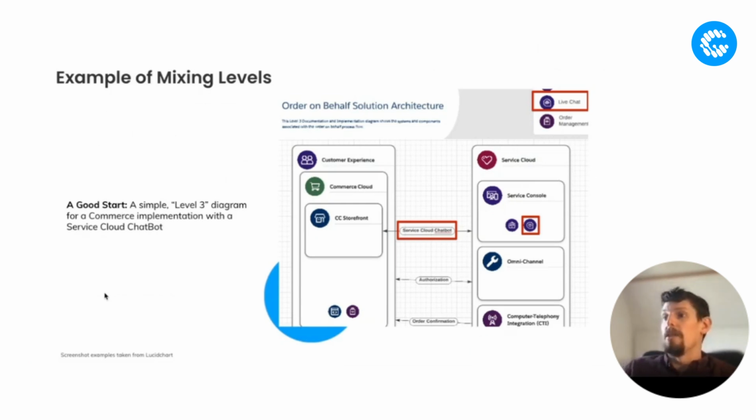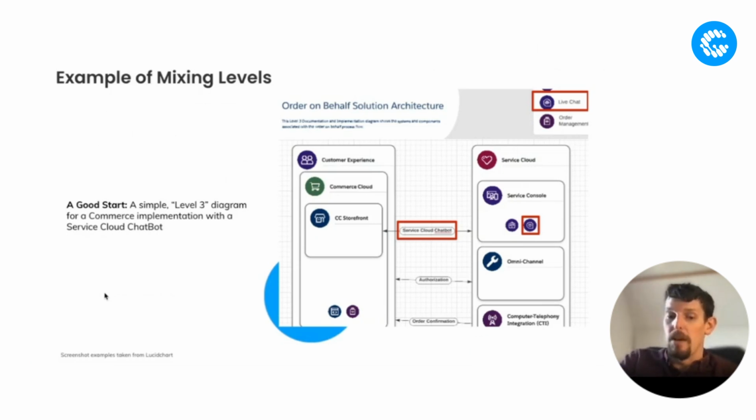In this diagram, you can see we have a Service Cloud chatbot. It's live chat, and actually this is a good diagram because it has almost everything labeled. You see that Service Cloud chatbot highlighted in the middle. This is a really good start for a level 3 diagram. Of course, you'd probably want to add a bit more information, but the question is how much more information would you add to this?